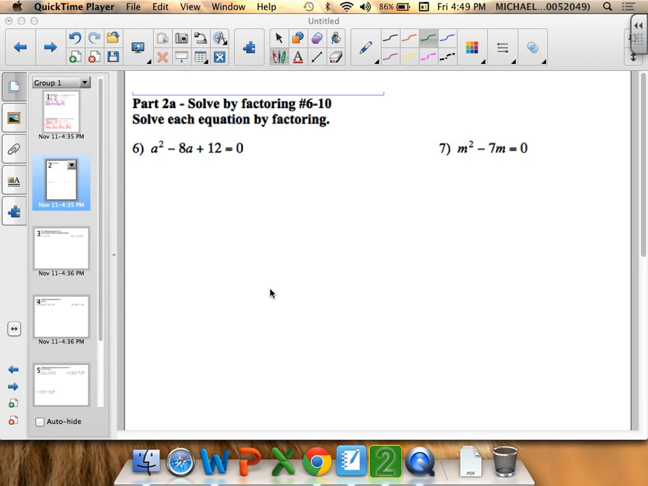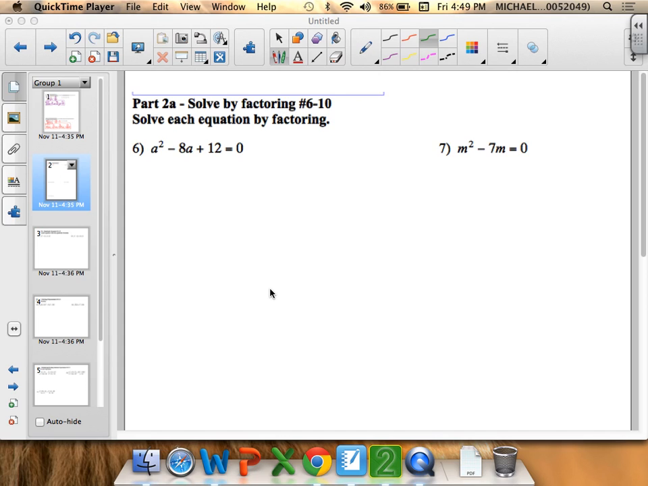Alrighty, part 2A says solve by factoring, number 6 through 10. I'm going to do 6 and 7 because they're a little bit different. Hopefully you can already see what you need to do because we've hit it so very hard. You're going to do 8, 9, and 10.